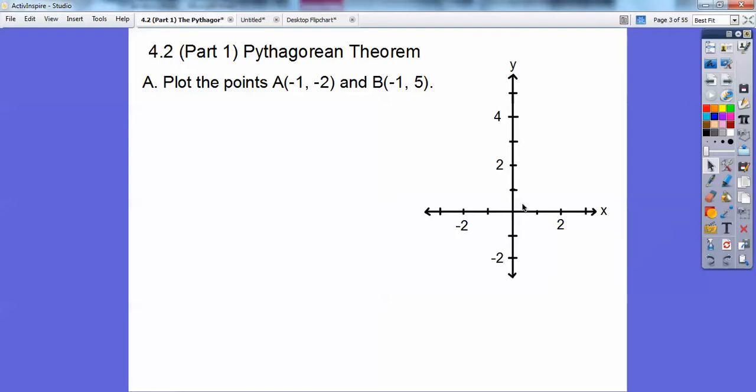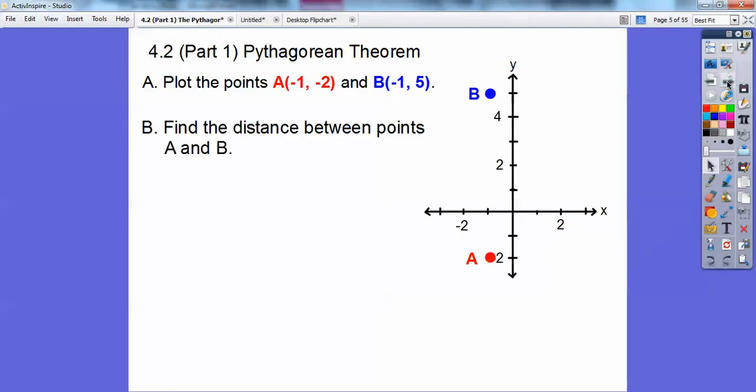Okay, so we're going to go -1 is left or right. Since it's negative, I'm going to go to the left 1. And then for -2, that means go down. So I'll go down 1, 2. So A is going to be down here. And then B is going to be -1 and then up 5, so it'll be up here somewhere. I color coded those in red and blue right there, so there's A and B.